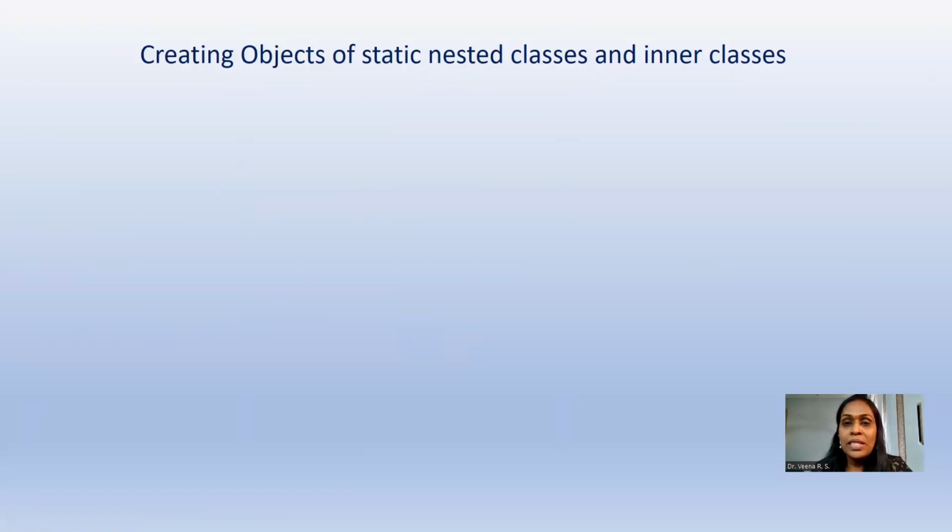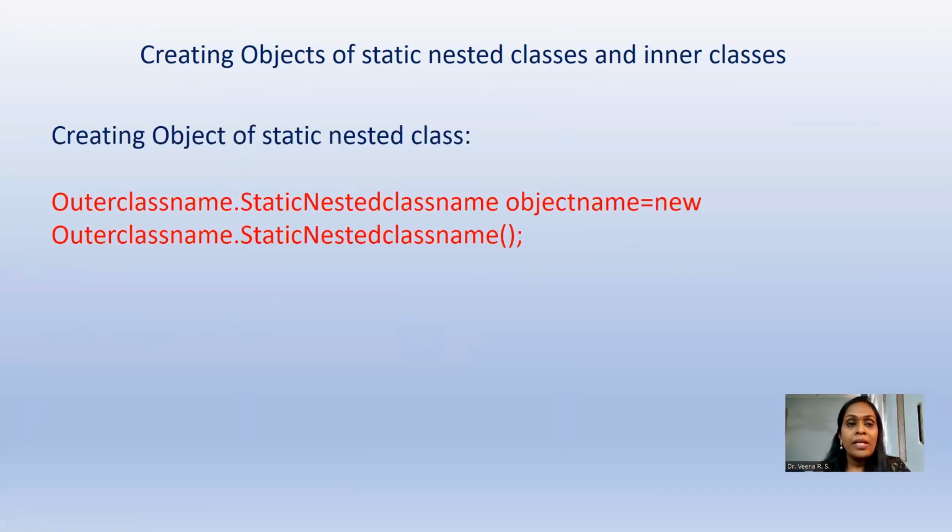So coming back to the syntax of how to create the object of a static nested class and an inner class, it goes something like this. If you want to create an object of a static nested class, you have to make use of the outer class name dot static nested class name, followed by the object name equal to new, which is an operator that will create an object, outer class name dot static nested class name as a constructor. So it's as simple as that.